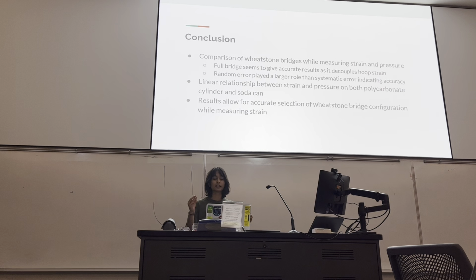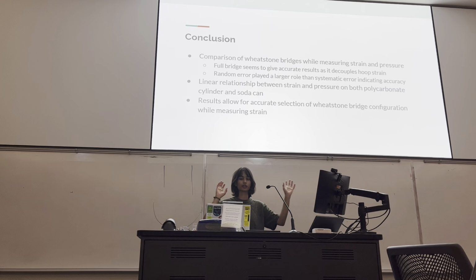Another thing, the linear relationships between strain and pressure on both the polycarbonate cylinder and soda can. More specifically, you could see how the strain increases as the pressure increases in the polycarbonate cylinder, and then pressure and strain also follow the same pattern in the soda can, which was also seen side by side with the pressure time graphs for the soda can and that last relationship.